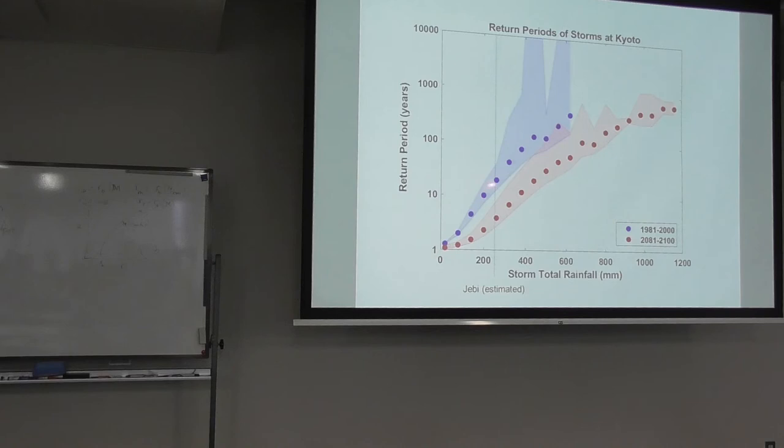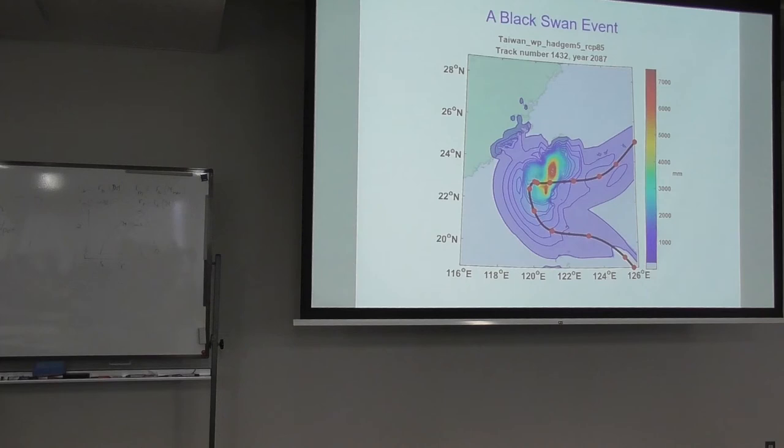Maybe a 20-year event by the end of the 20th century, and maybe it's 5 years or something in the next century. But when you look at 100,000 events, you see black swans.